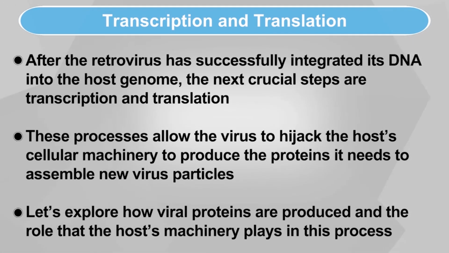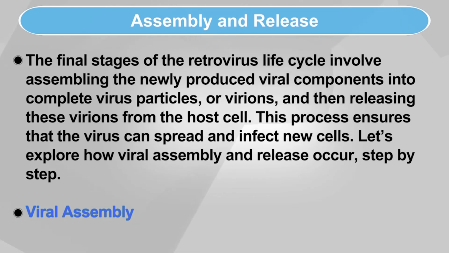Lastly, we will look at the assembly and release. The final stage of the retrovirus life cycle involves assembling the newly produced viral components into the complete viral particle, or the virion particle, and then releasing these virion particles from the cell. This process ensures that the virus can spread and infect new cells.